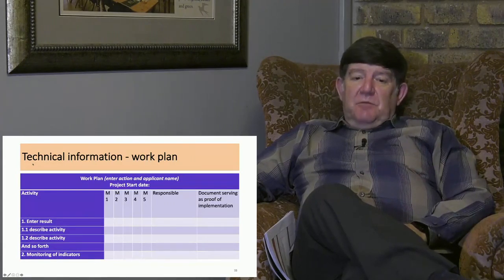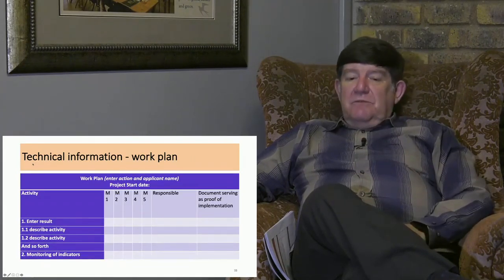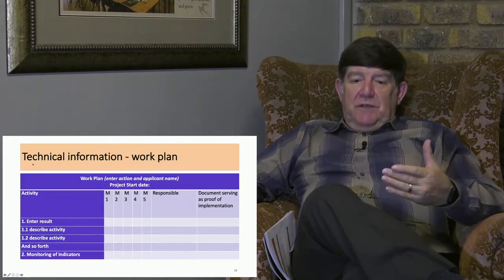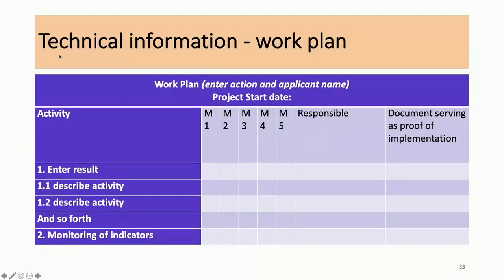Your technical information, your work plan. We're looking for a very plain, simplified work plan. If you look at your template, the work plan: project start date, the activity. You start with entering the result, then months 1, 2, 3, 4, 5. Then who will be responsible for this activity? Who will be responsible for implementing this? And then documents serving as proof of implementation. The result, activity, activity, activity.